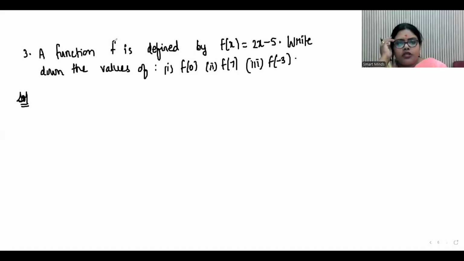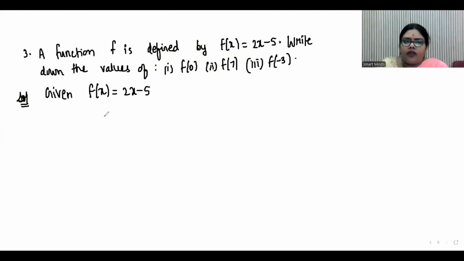Take the next question. A function f is defined by f of x is equal to 2x minus 5. Now we need to write down the values of f of 0, f of 7 and f of minus 3. So first let us see what is the given function. Given function is f of x is equal to 2x minus 5.